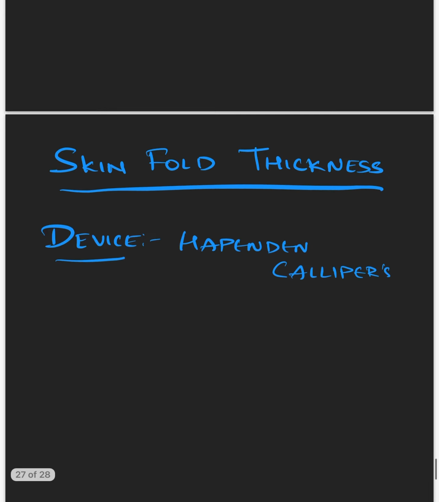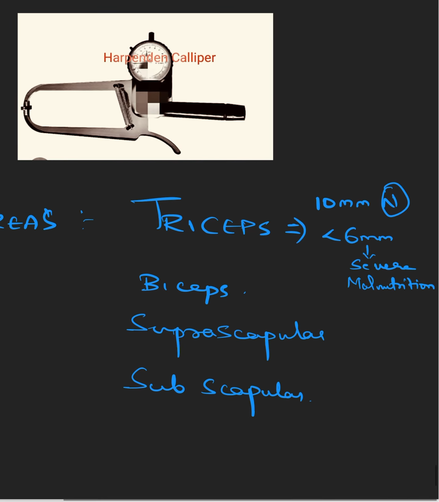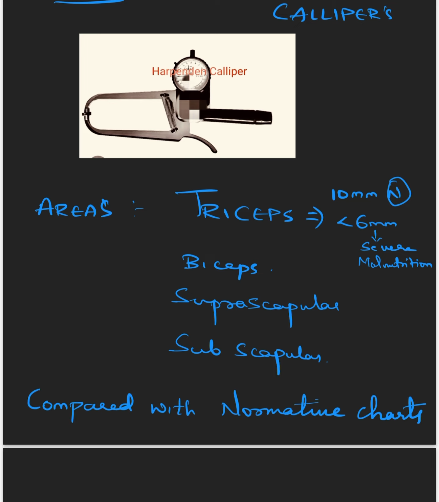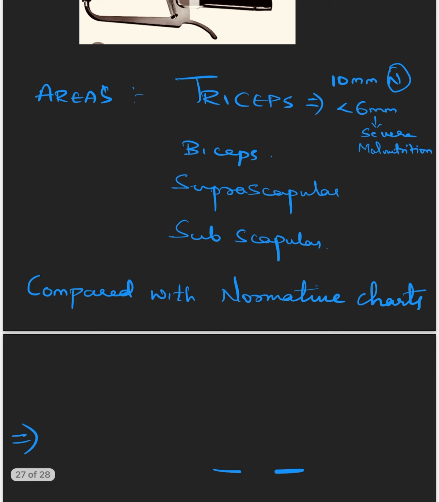So suppose in triceps, the skin fold thickness is 10 millimeter or more, it is normal. If it is less than 6 millimeter, it is suggestive of severe malnutrition. Skin fold thickness of triceps less than 6 millimeter is suggestive of severe malnutrition. Then the other things are compared with normative charts.